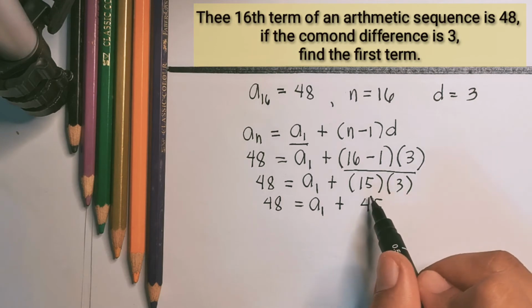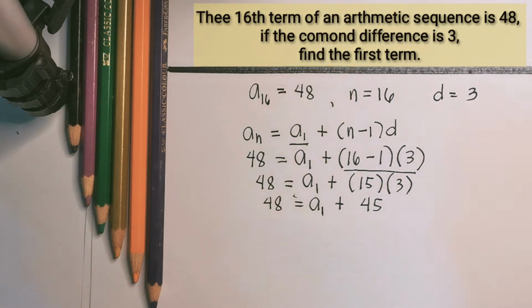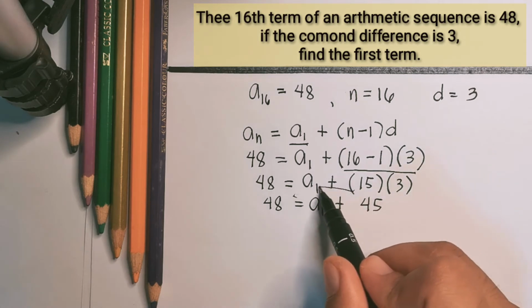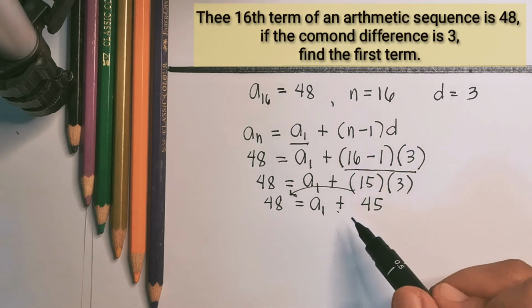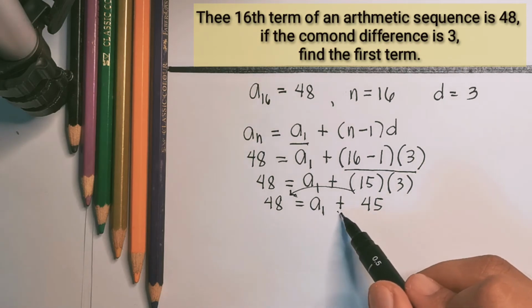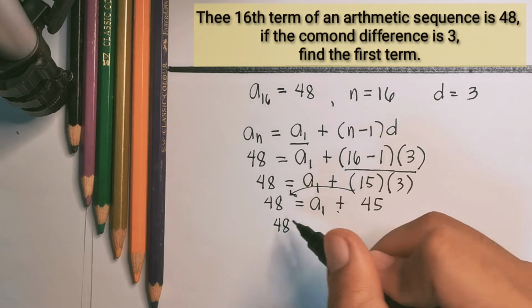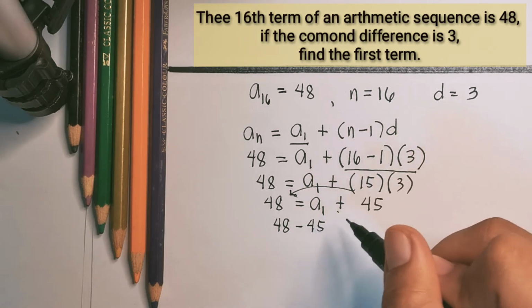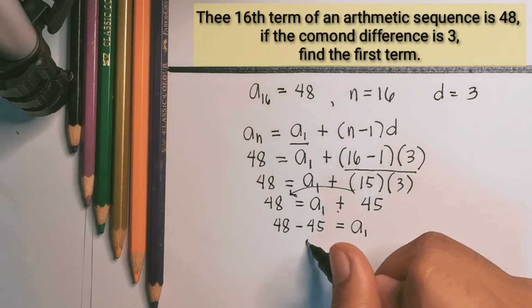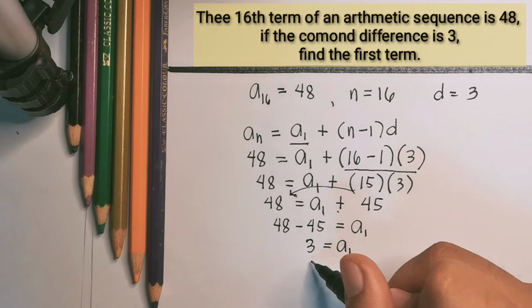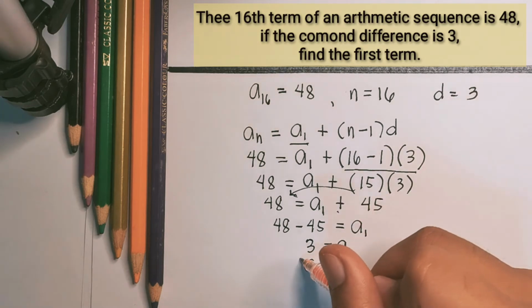Ngayon, ilipat natin ang 45 sa other side. So, we can use the addition property of equality or the transposition method. So, kung maglilipat tayo ng number or integer sa kabilang side, magbabago siya ng sign. Kung ito ay positive, magiging negative. At kung ito ay negative, magiging positive. Since ito ay positive 45, pag nilipat natin sa kabila, magiging negative 45. So, 48 minus or negative 45 equals a sub 1. Now, let us subtract 48 minus 45, that is 3 equals a sub 1, or a sub 1 equals 3. Ibig sabihin, ang ating first term ay 3.